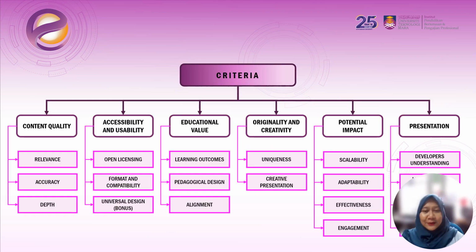Now, for the OER category, we have 6 criteria. We have the content quality, accessibility and usability, educational value, originality and creativity, potential impact, and lastly, presentation. So we are going to look into each criteria in order for you to be able to assess the OER accordingly.